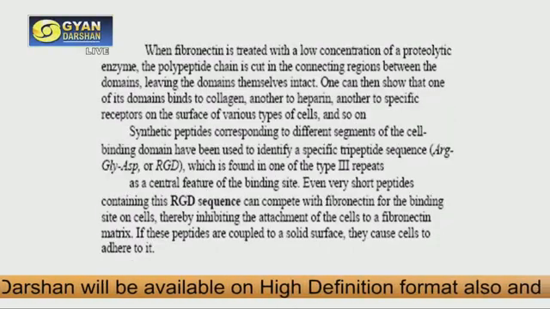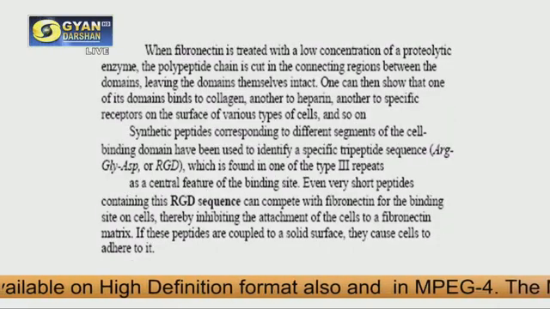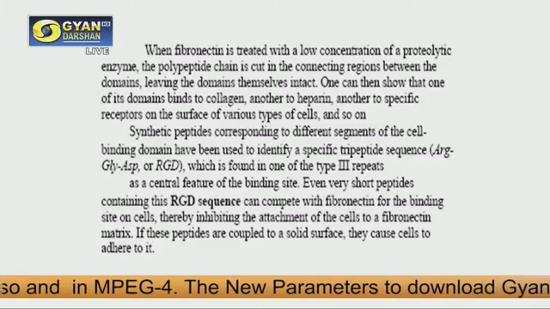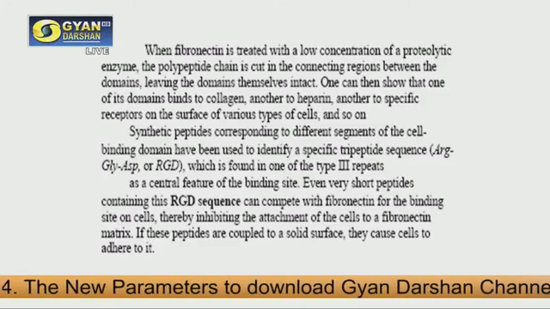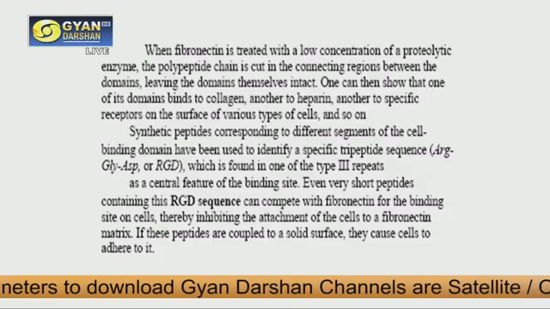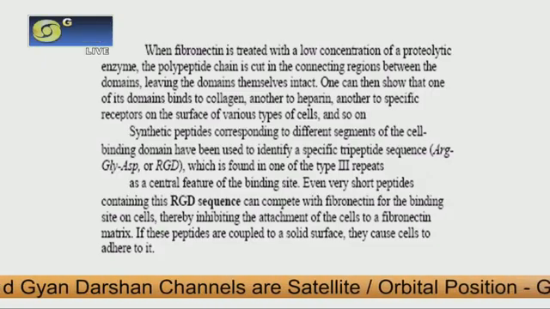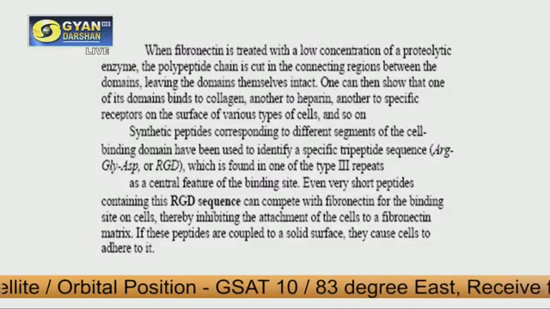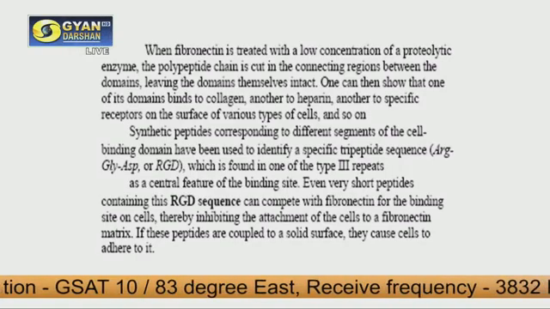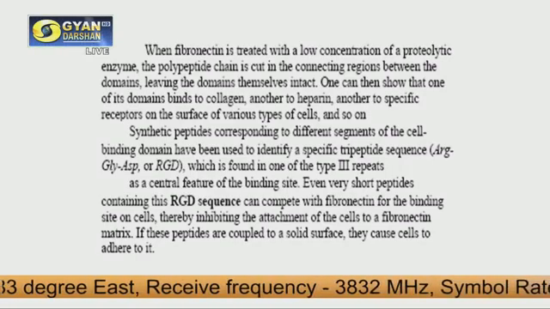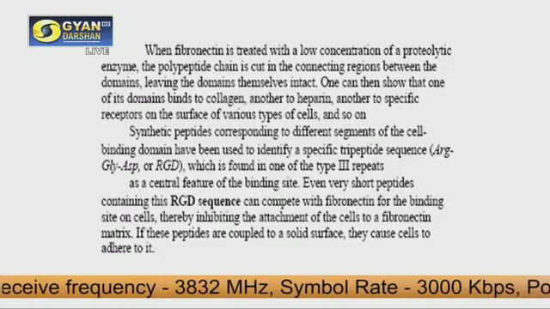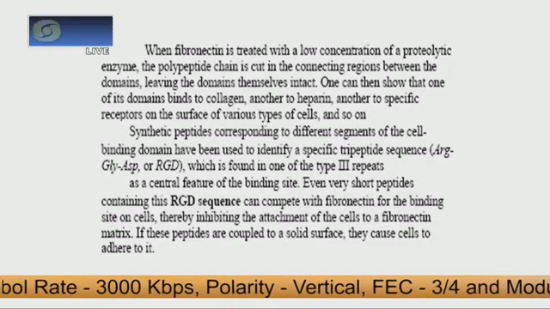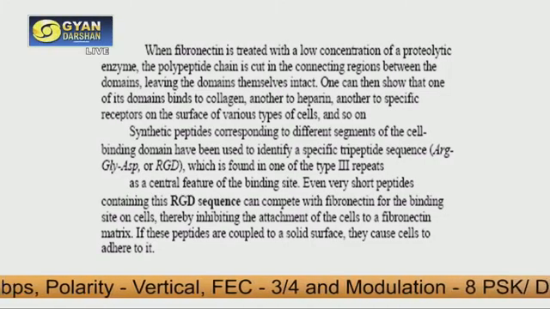And what you can do is that if you subject this fibronectin to a proteolytic enzyme, then you can see that they have different domains, and each of these domains, as I said, has a different function. Like one domain can bind to collagen, another domain can bind to heparin, another domain can bind to specific receptors on the surface of various types of cells, and so on. And they have a specific tripeptide sequence, which is arginine, glycine, aspartic acid, or RGD, which is found in the type 3 repeats.